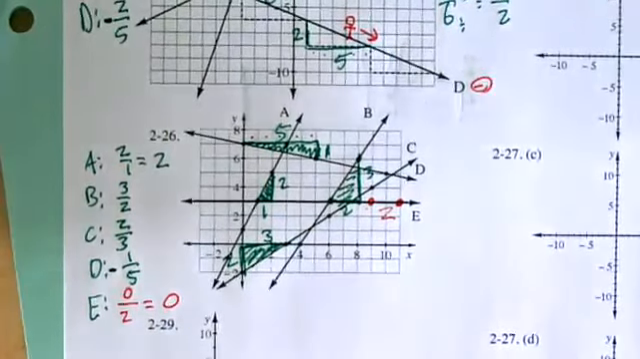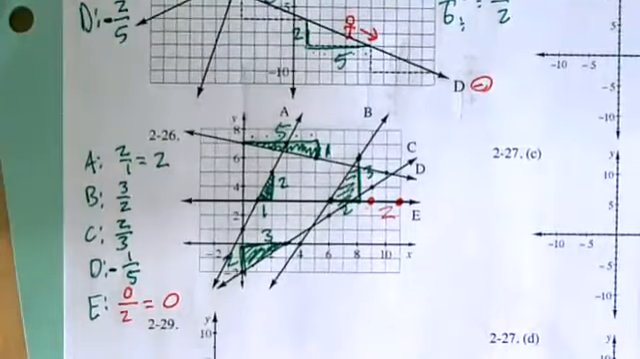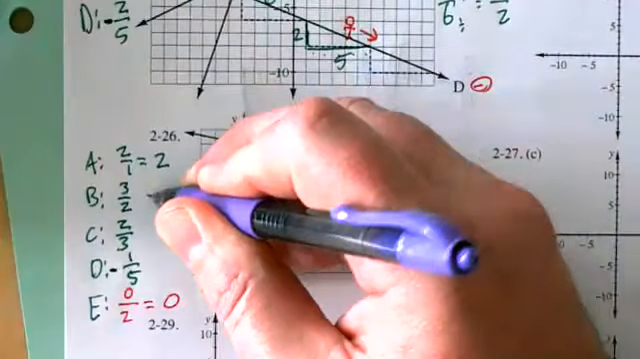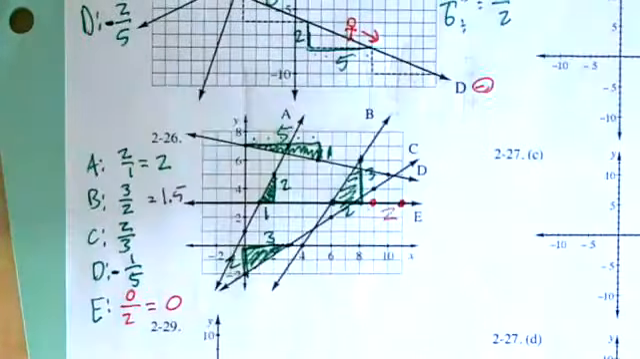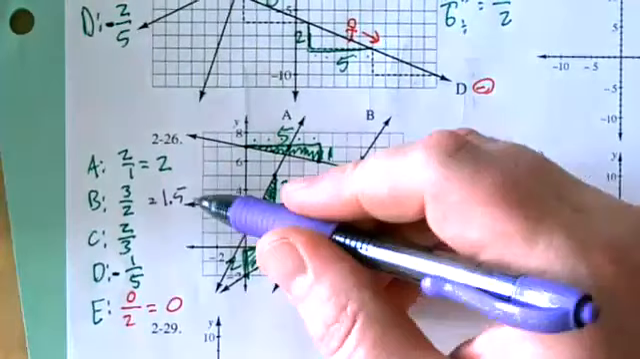Ooh, look at you go. Okay. So you're telling me that B has a slope that's equal to 1.5. 3 divided by 2 is 1.5, isn't it? Why does that matter?